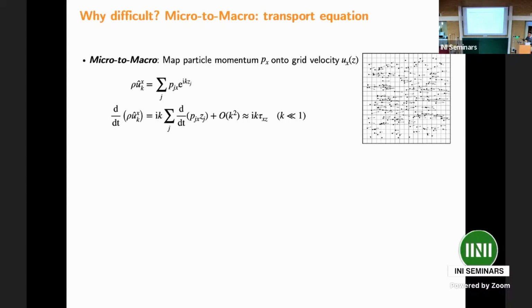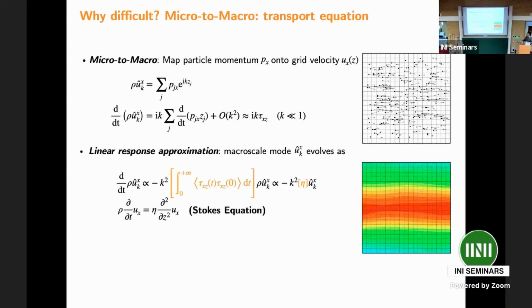But so far, this is still a micro scale level description, since it just depends on the stress in terms of the particles. So now let us do this mapping. In particular, we use the linear response approximation, which assumes that the evolution of these Fourier modes is proportional to itself, with a coefficient determined by the time correlation of the stress. With some statistical mechanics, this part is nothing but the definition of stress. So on the continuum level, it is proportional to itself with respect to this viscosity. Then if we turn back from Fourier space to the spatial temporal space, we get just the standard Stokes equations. So far so good.